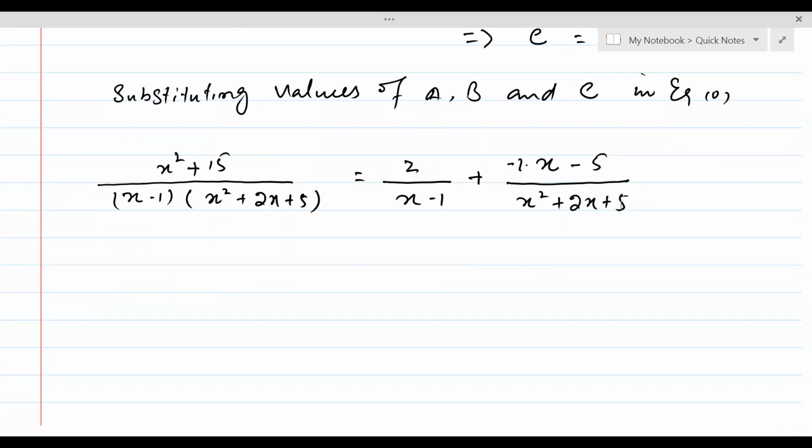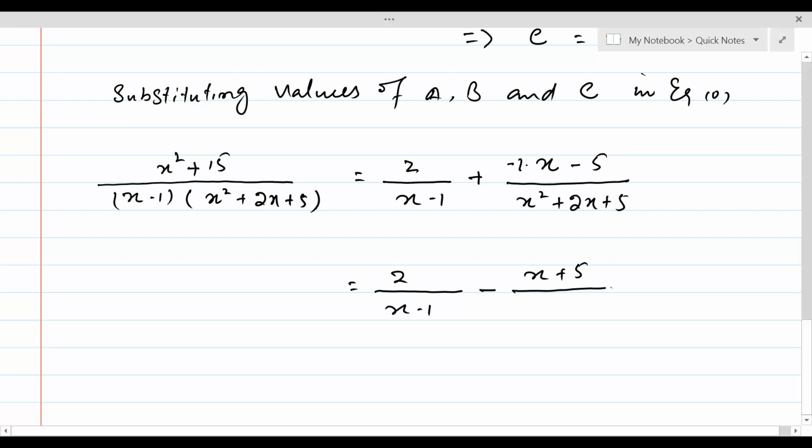If we write the right hand side in this way, 2 over x minus 1, negative we can take common, x plus 5 divided by x square plus 2x plus 5. You can see that complex rational expression is broken down into simpler expressions on the right hand side.